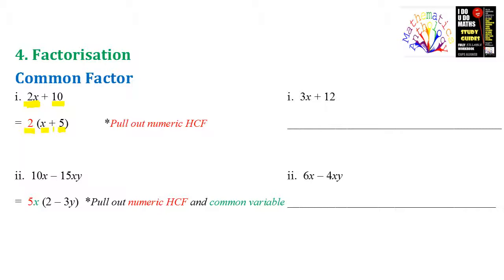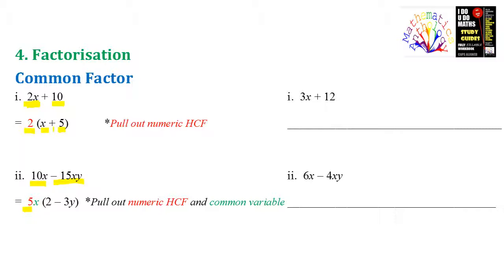Okay, let's look at the second example here. We have 10x minus 15xy. So for each of these terms here, you need to look for the highest common factor for the numbers, so the numeric HCF, and you also need to look for a common variable or common variables if there are any here. So we have our two terms. 10x is our first term, negative 15xy is our second term. So if I look for my HCF of 10 and 15, I know that that answer is 5. So I'm going to pull out 5 for sure as my common factor for my numbers.